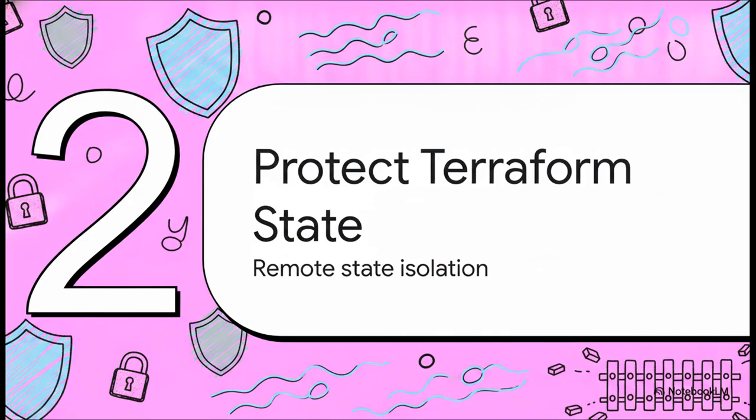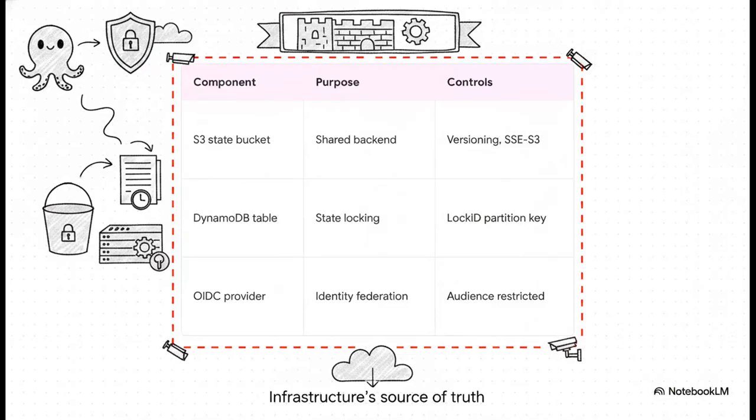Moving right along to Section 2, protecting Terraform state. To make this whole GitOps foundation work securely, we need to deploy a specific set of AWS resources, and each one comes with strict controls. The IAM OIDC provider establishes GitHub as a federated identity provider. Then we have our isolated environment IAM roles. But crucially for Terraform, we rely on an Amazon S3 state bucket and an Amazon DynamoDB table.